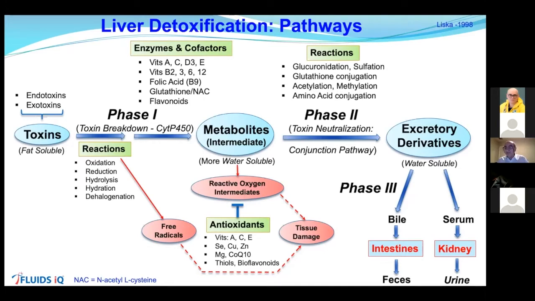When you have the excretory derivative, it is now water soluble. Remember, it began fat soluble, it is now water soluble and can do what we call phase 3, which is to allow it to go into the bile, leading it into the intestines, and then out through the feces. Another way is to go into serum, into the blood, then to the kidney, and through to the urine.